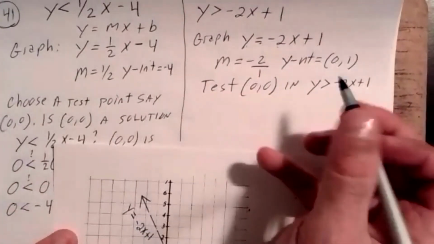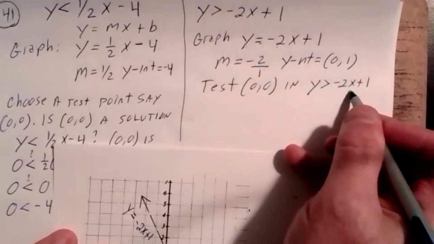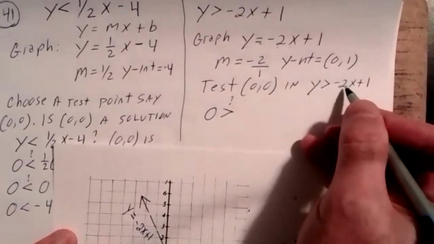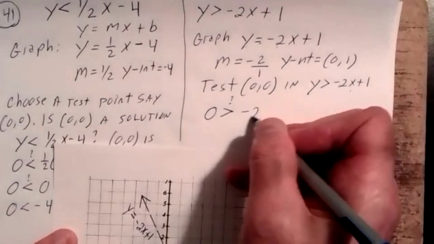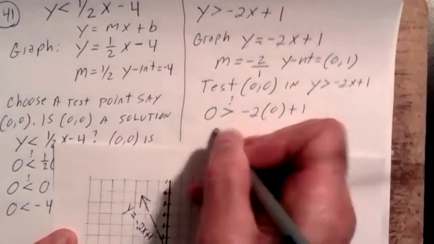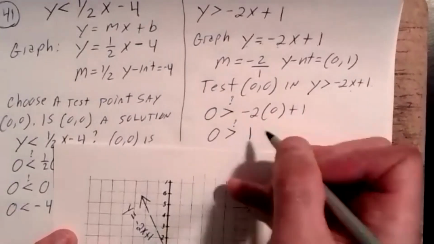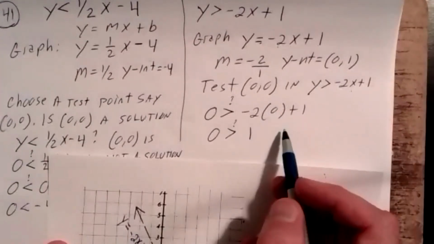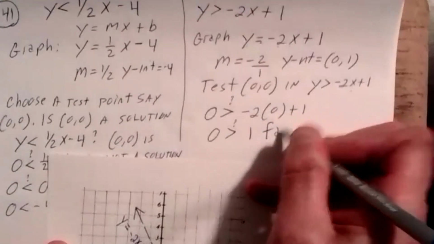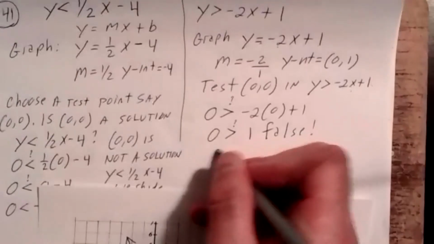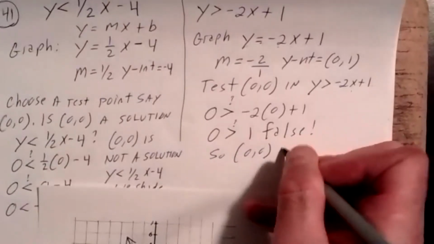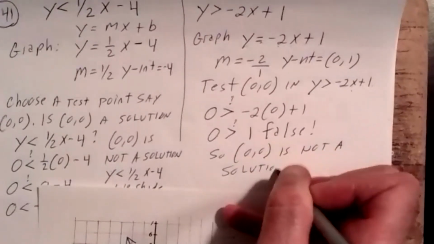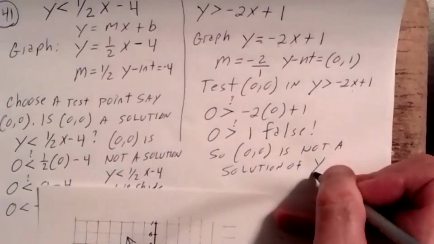So we replace the y variable with 0 and the x variable with 0, and we verify the true or false statement. Is 0 greater than -2 times 0 plus 1? Is 0 greater than 1? Is that true? False. So 0, 0 is not a solution of this second inequality.